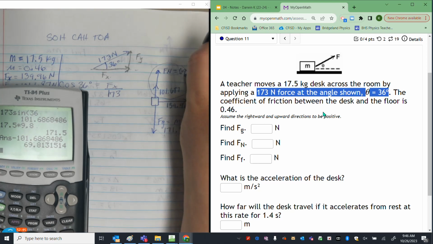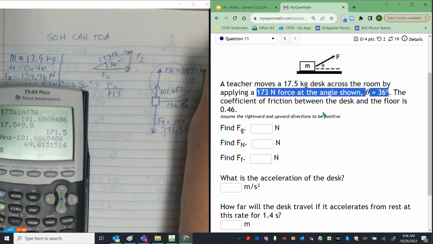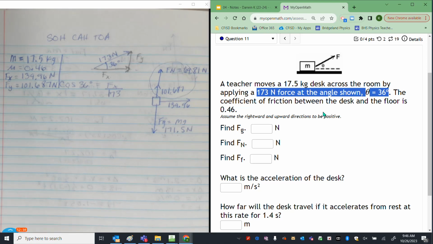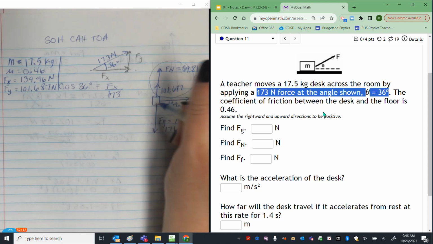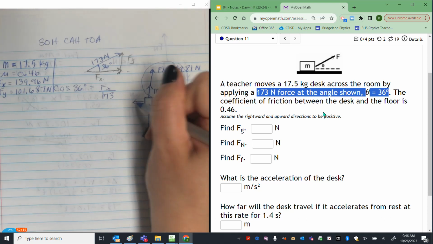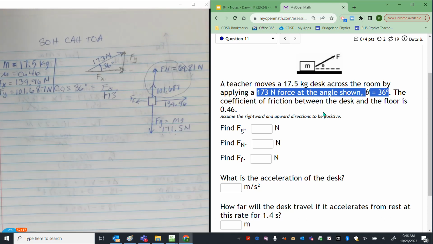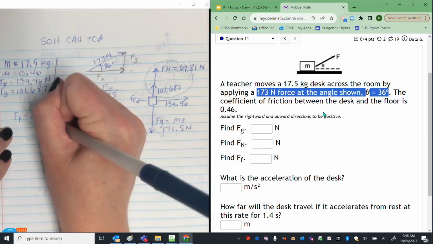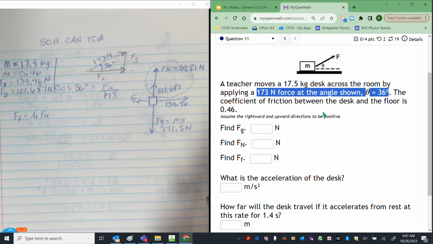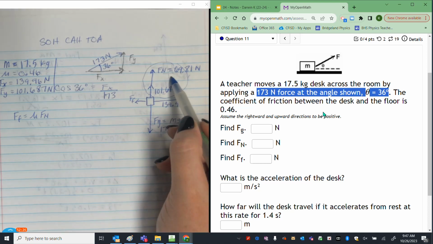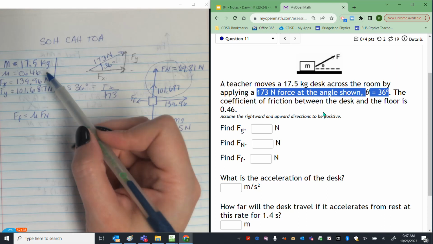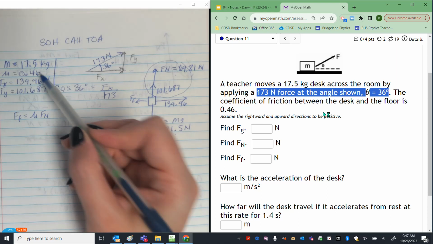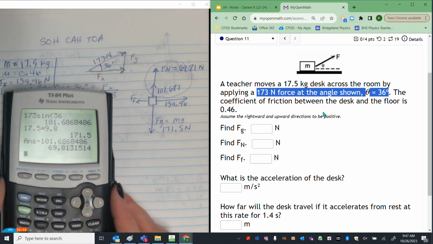69.81 newtons. And there is friction because it tells me the coefficient, so I know that there's some amount of friction here. I don't have a number yet, but I have an equation. Force of friction is equal to mu times Fn, and I just found Fn, 69.81 newtons. Mu was given to me, 0.46. So if I want to solve for my force of friction, I'm going to take my answer and multiply it by the value for mu that was given to me in the question. And that is my force of friction.